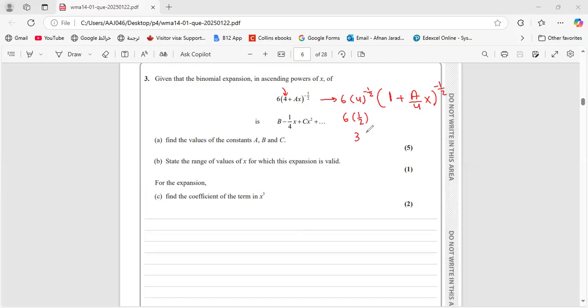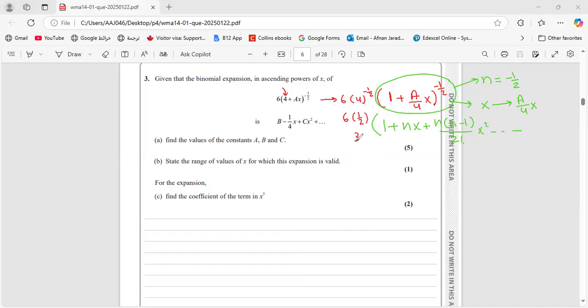Now you need to multiply 3 by the binomial expansion here. Okay, so looking at this one, you will substitute for each n the power, which is negative half, and for each x, a over 4x. So instead of each n in the formula, you will substitute negative half, and instead of each x, you will substitute a over 4x. So what is the formula? 1 plus nx plus n, n minus 1 over 2 factorial, x squared.